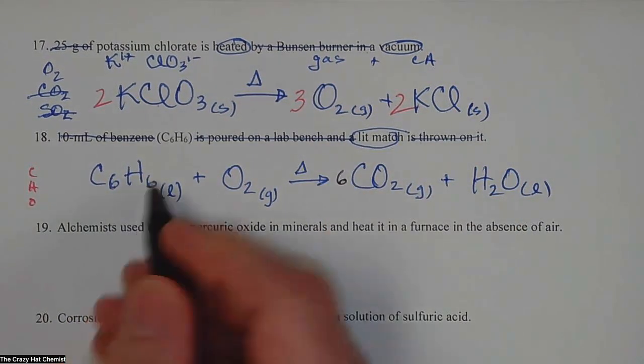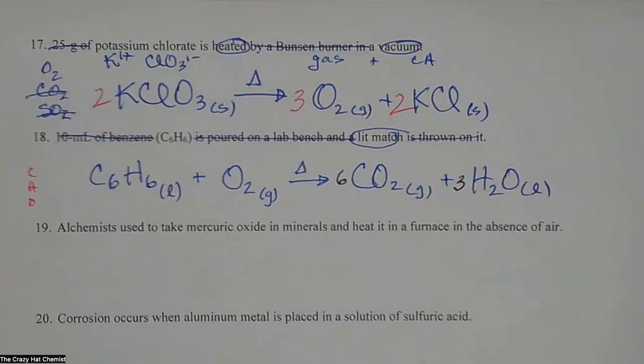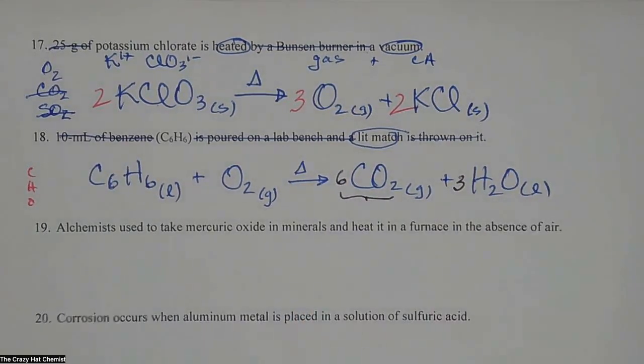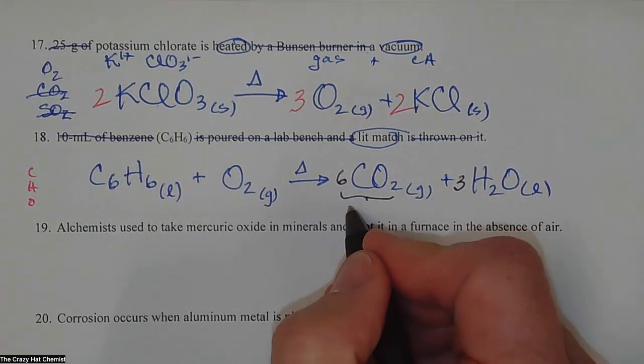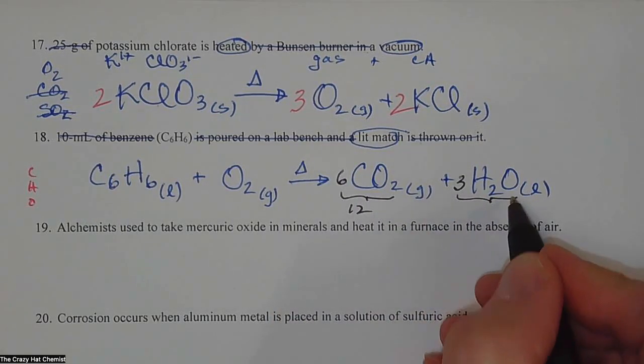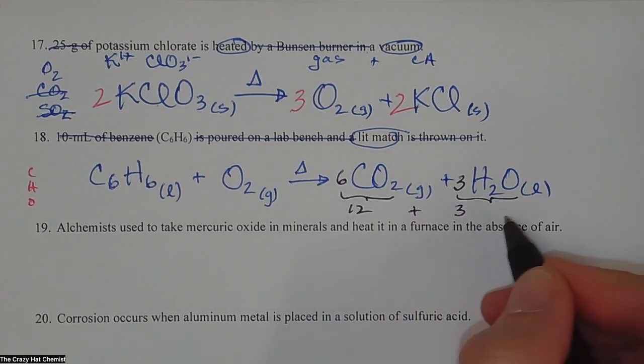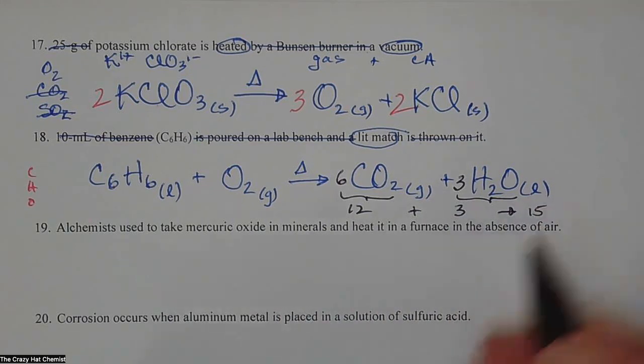Six carbons. Six hydrogens. 3 times 2, that's 6 hydrogens. I'm going to look at the number of oxygens here. That's 6 times 2, that's 12. 3 times 1, that's 3. I'm going to add those up, and that is the magic number 15.